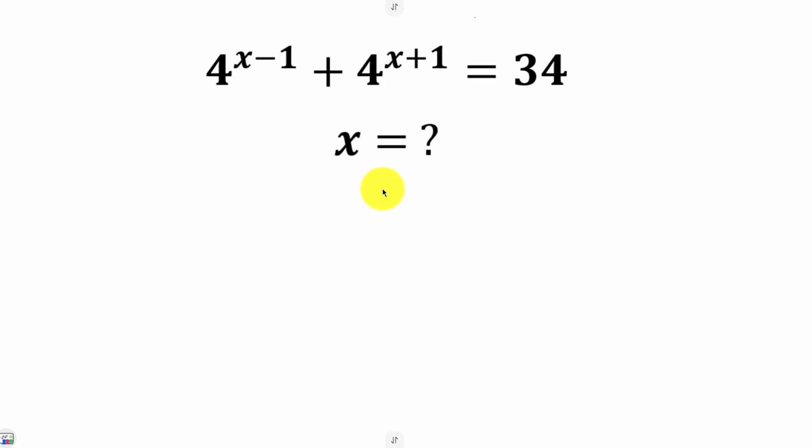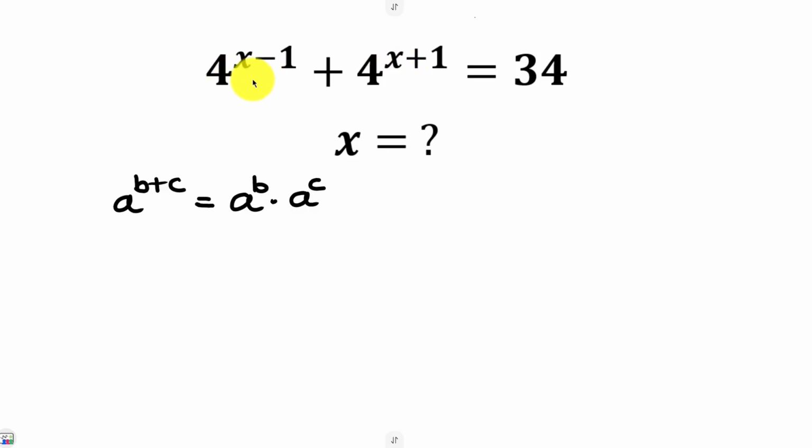We have this interesting question that says find the value of x given that 4^(x-1) + 4^(x+1) is equal to 34. Well, our first step will be for us to apply the property of indices that says that when I have a to the power of b plus c, this can be written as a to the power of b times a to the power of c. Now let's apply this to what we have here and what we have here.